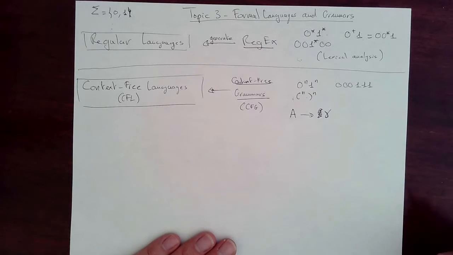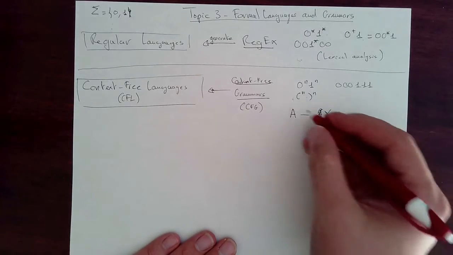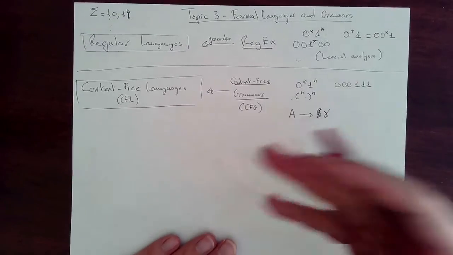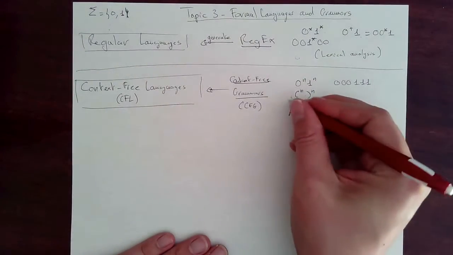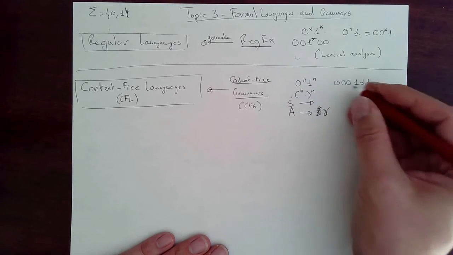You always have a starting variable, which is going to be your starting point. So you always have on the top left a starting variable, okay?